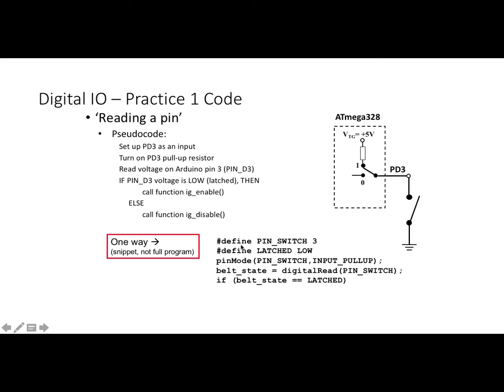Here we have a define, this is a macro. The pin switch will be 3. And then latched is of value low, which would be like a 0. And then we take this pin switch 3 and the input pull-up, and this allows you to essentially get a pull-up resistor associated with the input switch. And let's see if there's anything else here we need to do.